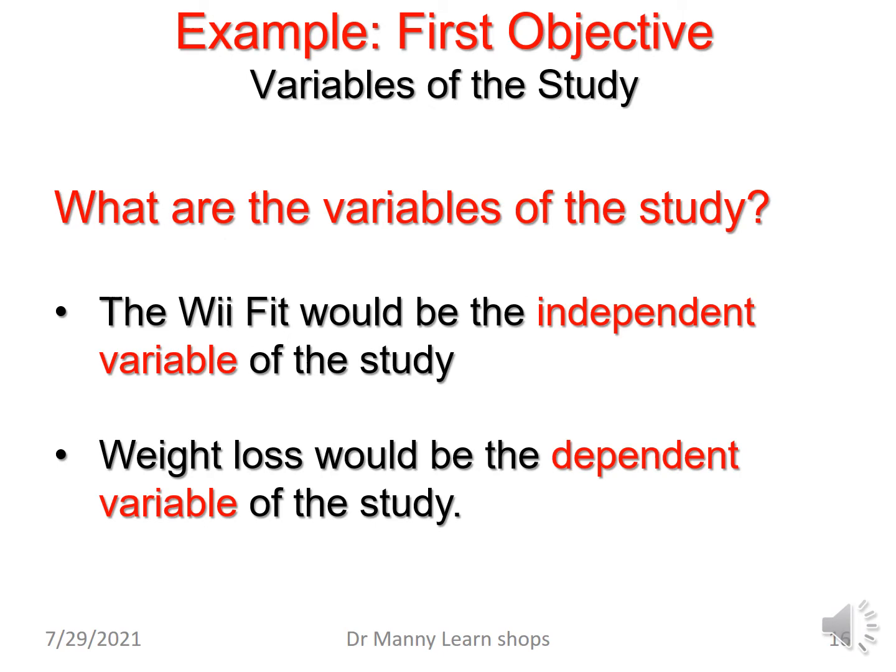In the example, the first objective is the variables of the study. What are the variables of the study? The Y-Fit would be the independent variable, and weight loss would be the dependent variable in the study.